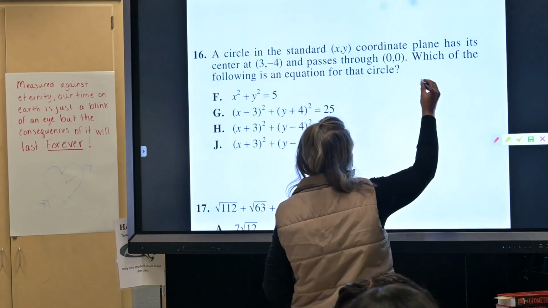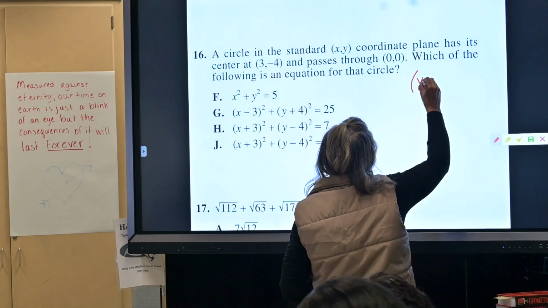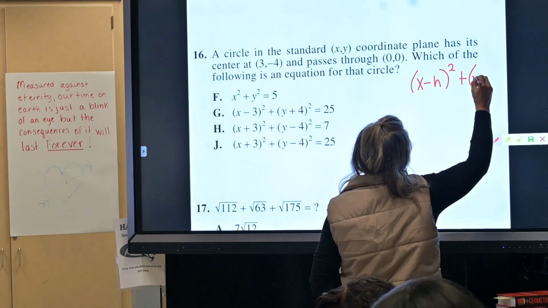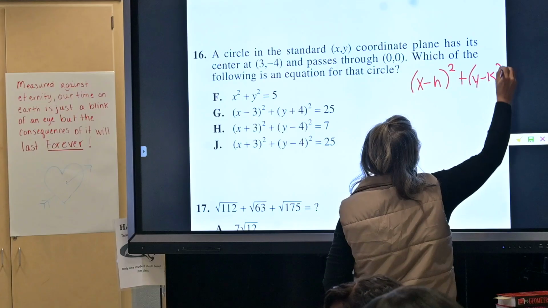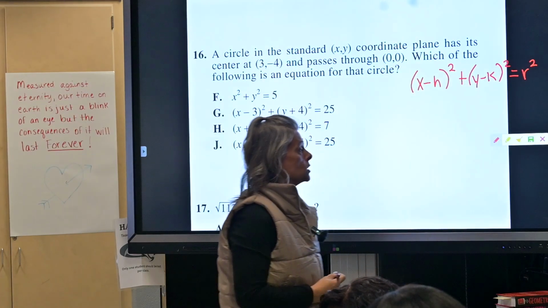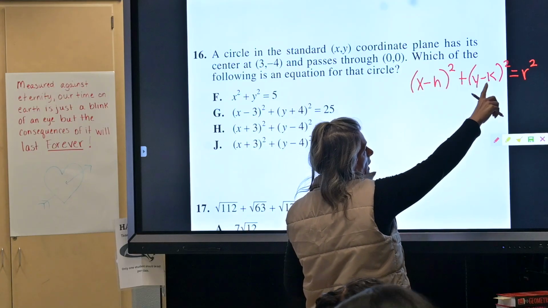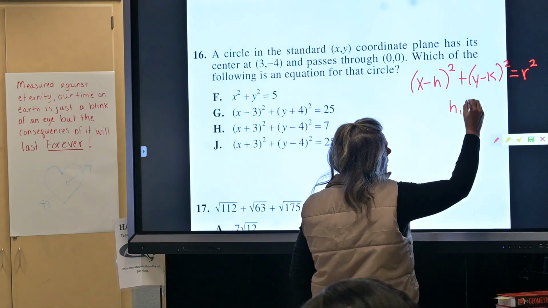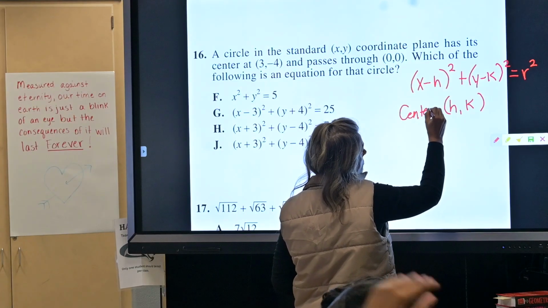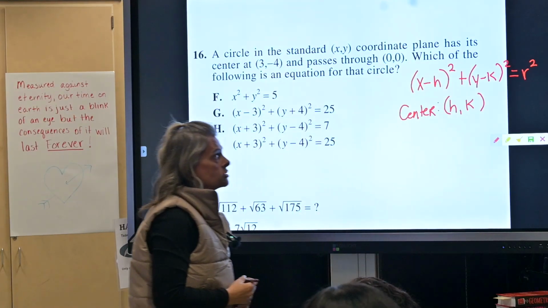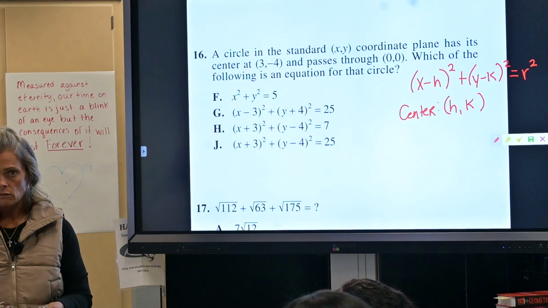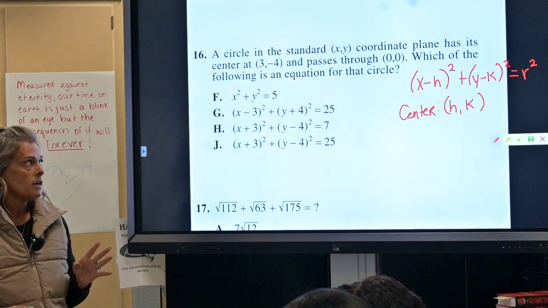So for a circle, that equation is (x - h)^2 + (y - k)^2 = r^2, where r is your radius, okay? The h and the k, that is the center of your circle. Okay, that's always your center. If your center is at 0, 0, you won't have an h and k, okay? It'll just say x^2 + y^2.